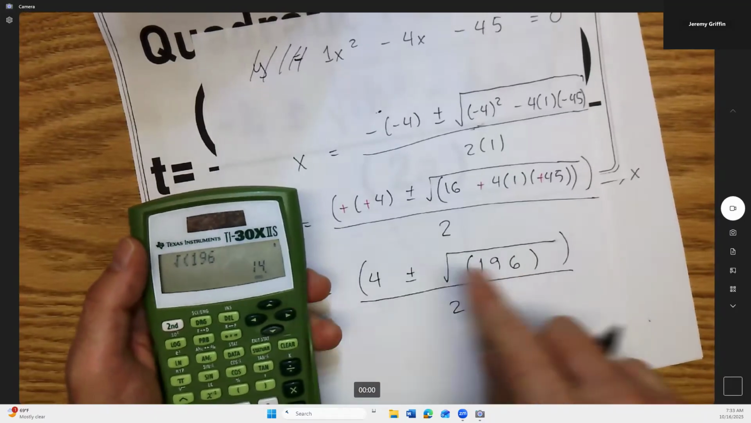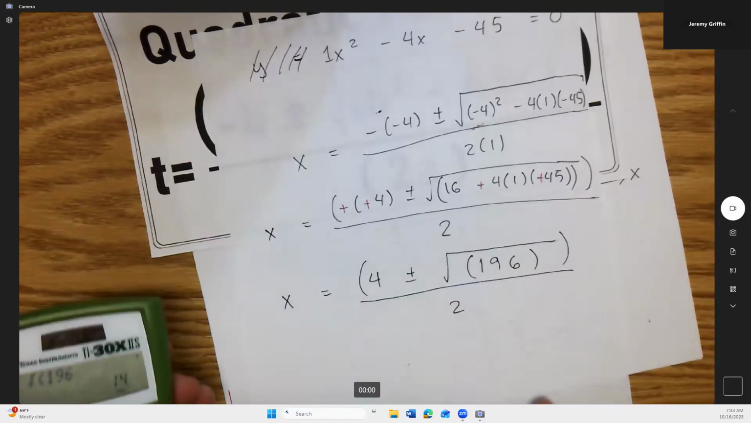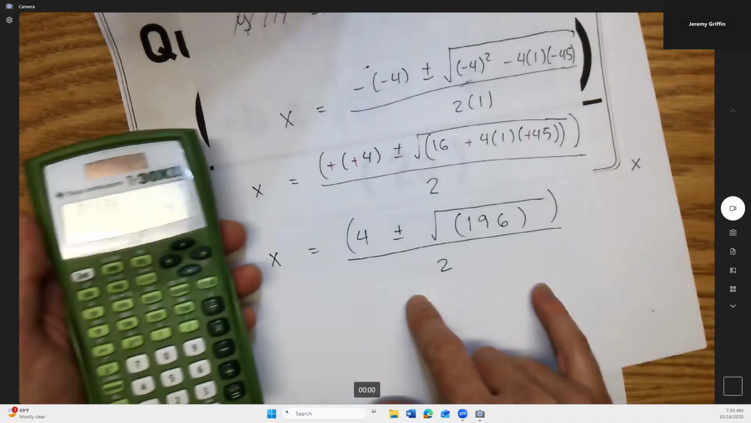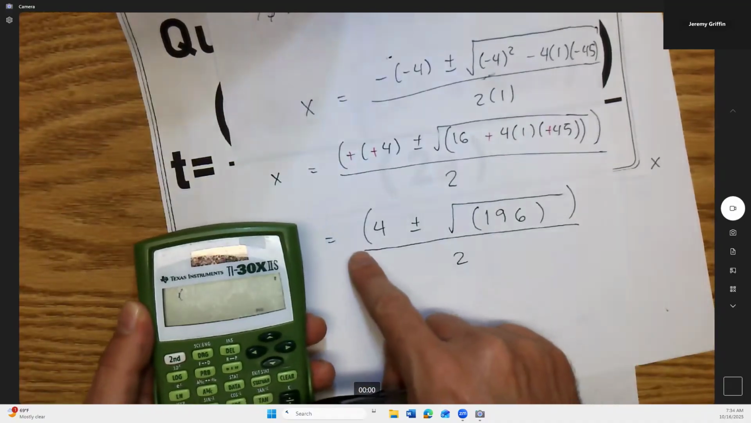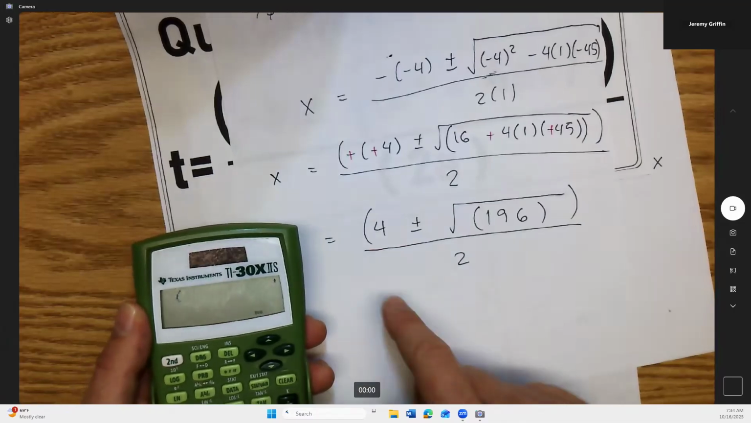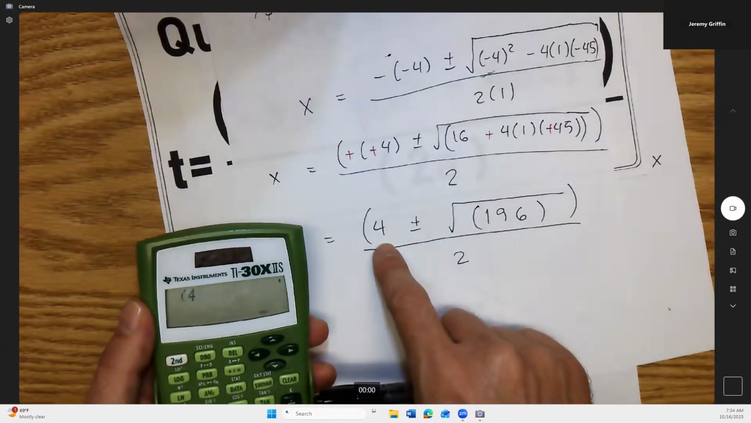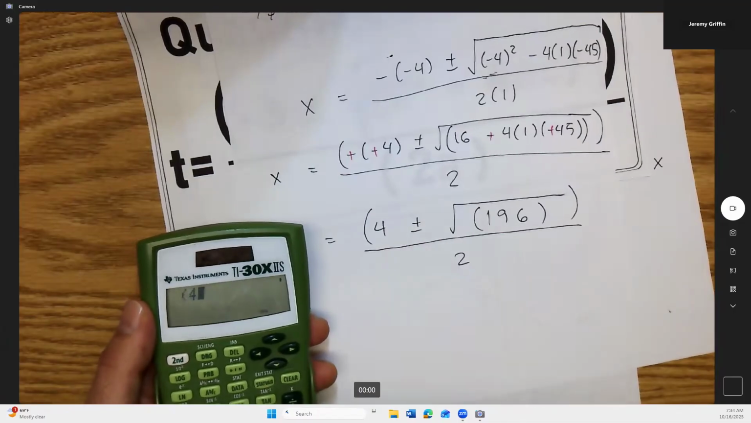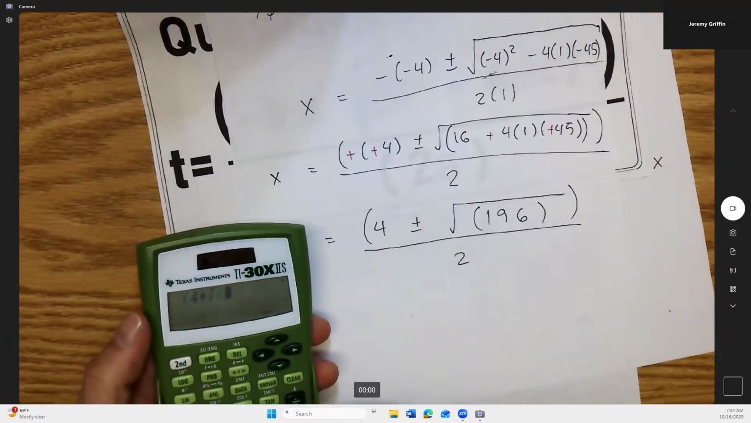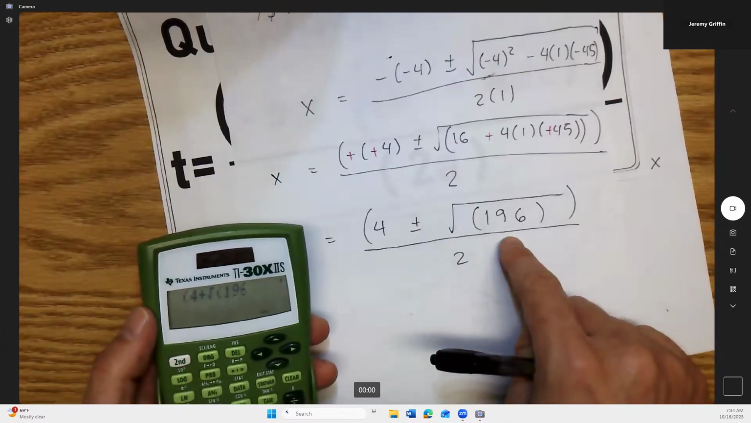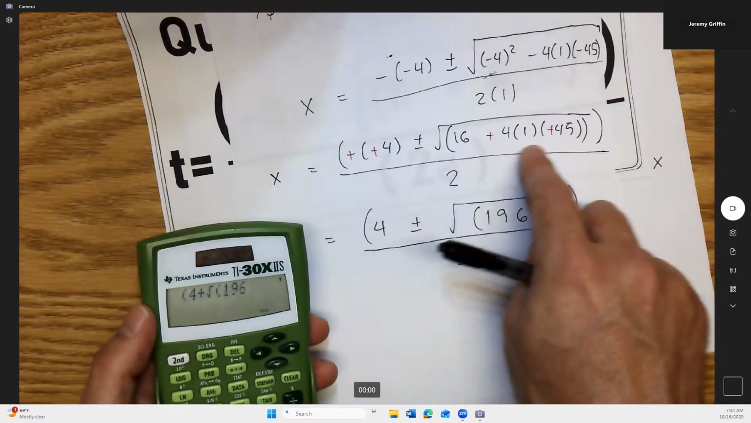14 squared is 196. You could continue this way, but let's say at some point you want to plug this into the calculator. So I'll do this at this point. I always do this. Start, open a parenthesis. So you open the numerator, then you have your negative b, positive 4. Now plus or minus, go ahead and pick one, and we'll do the other one later. So I'll pick plus. I'll do square root of 196. You can type this whole thing in here if you want.